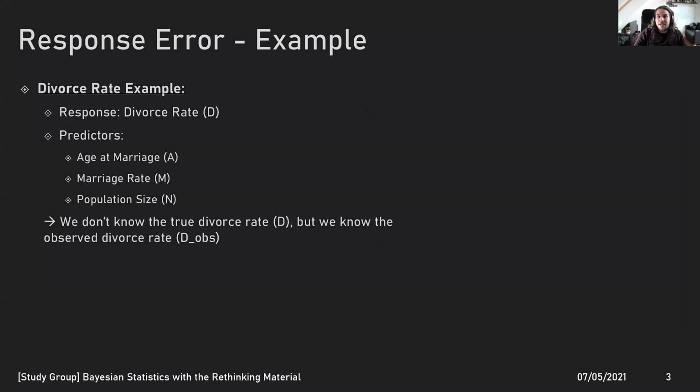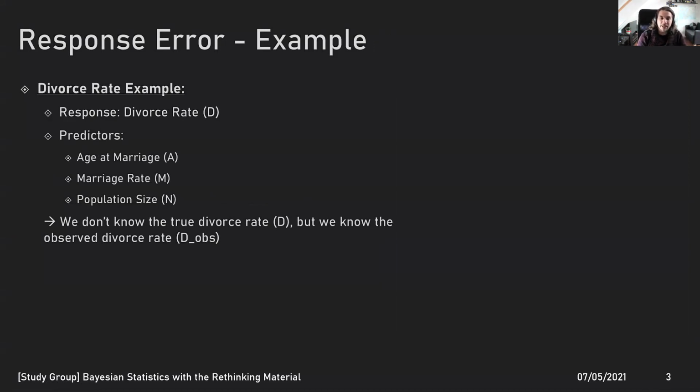So let's chat about an example of when we have measurement error in our response variable. We'll then chat about an example where we have measurement error in the predictor as well as the response. But for now, let's just stick to the response error. The example we're running with here is the divorce rate example that's come up time and time again throughout the study group sessions. The response here is the divorce rate. The predictors are age at marriage, marriage rate, and population size for our different states in the US.